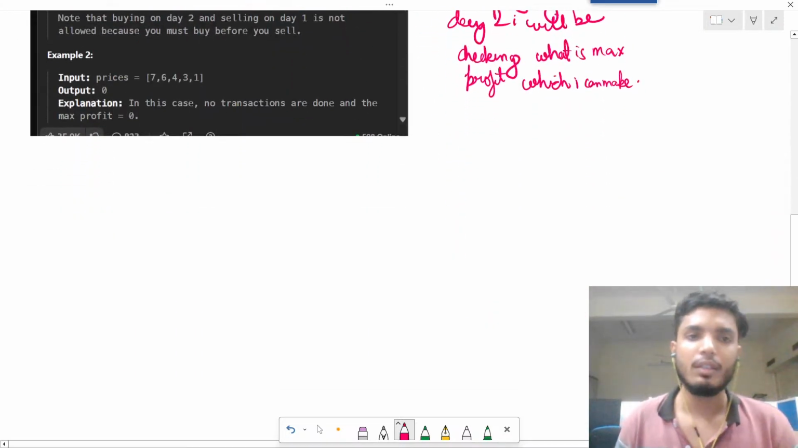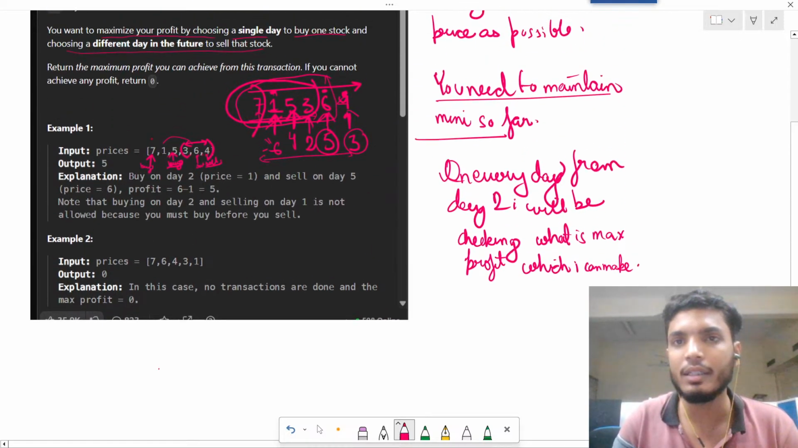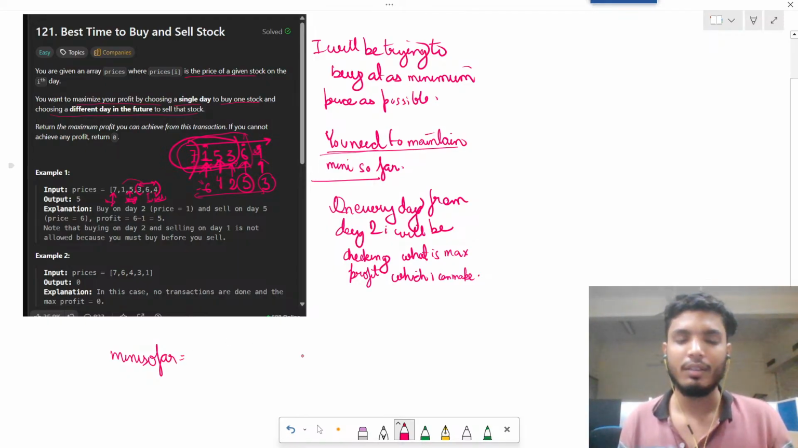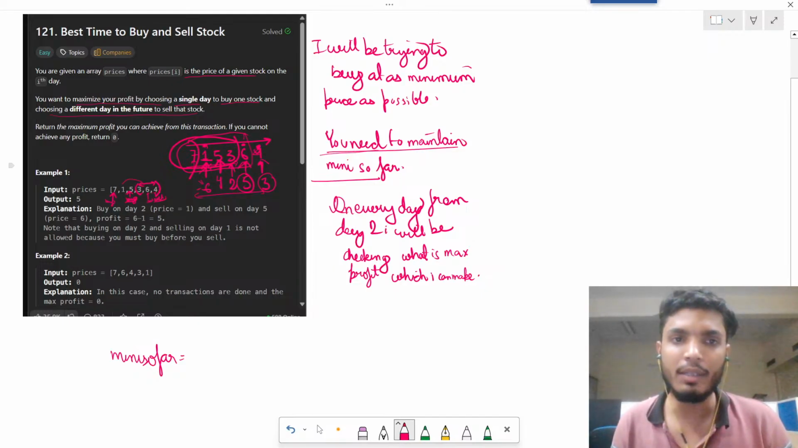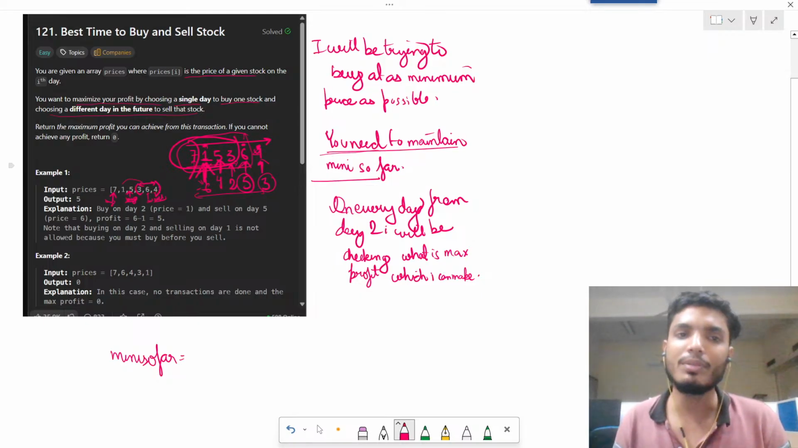So now simply what we will be doing is, firstly I will try to buy at the minimum price possible. I need to maintain the minimum so far, so let's take a variable named minimum so far. It will be the minimum price at which I have bought so far. Suppose I can sell only on day 2. So what will minimum so far be? At the start, the minimum will be this price.